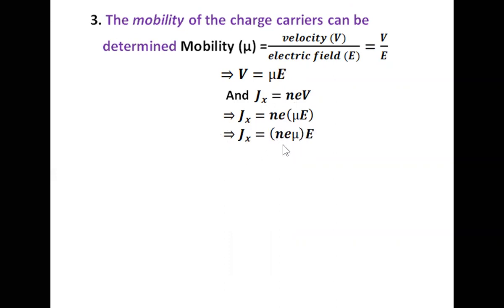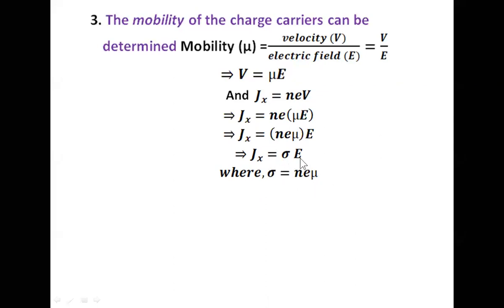If you take any particular semiconductor, the N value is constant, e, the charge of the electron, is constant, and the mobility is also constant for a given semiconductor at a given temperature. That is very important. That means for a given semiconductor at a particular temperature, the value of Ne mu is constant. So I am representing this product Ne mu with a constant known as sigma, which is called the conductivity of the semiconductor.